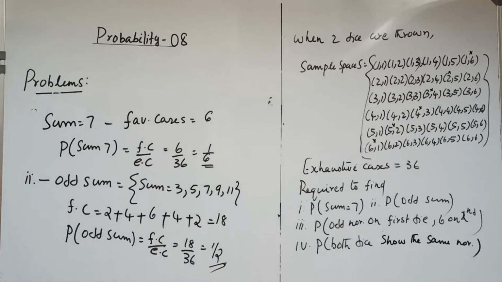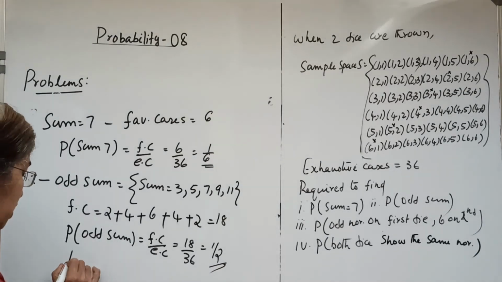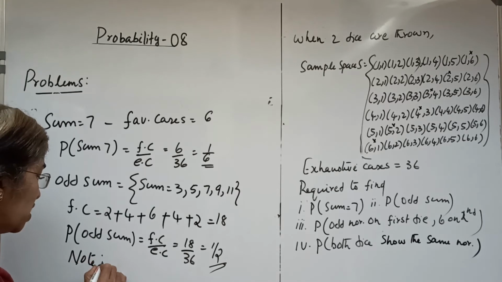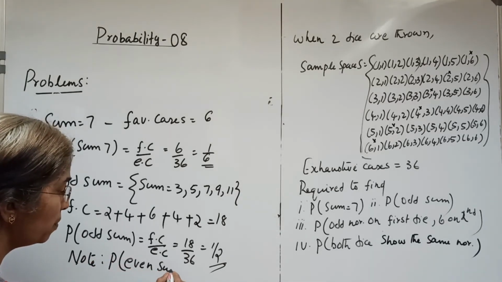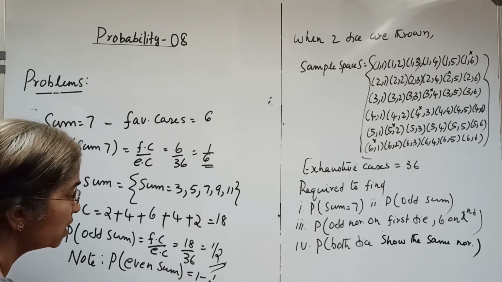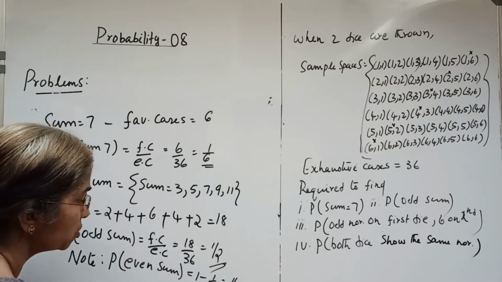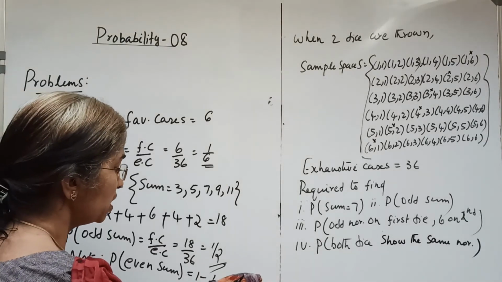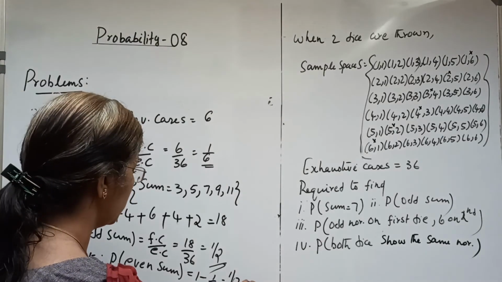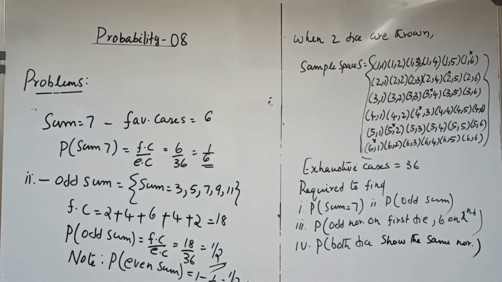And hence we can obtain the even sum. Probability of even sum can be obtained as 1 minus probability of odd sum, equal to 1 minus 1 by 2, the same 1 by 2. So 1 by 2 is the probability of even sum. So that we consider the next case.